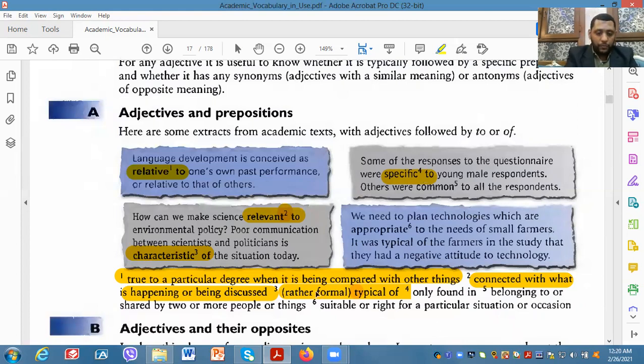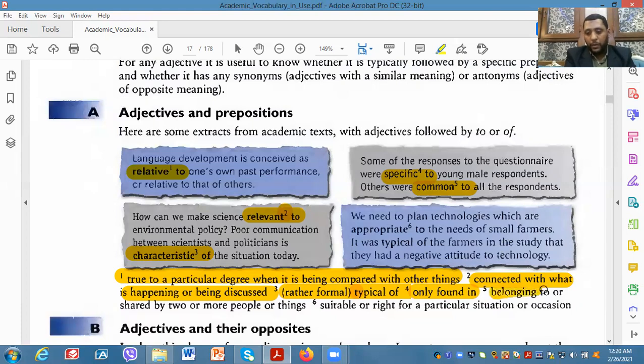let's go to number 4. Only found in. So this is the meaning of specific to. Only found in. Okay, so this is the meaning. Specific to young male respondents. Others were common too, and this is number 5. Again, common. Common is an adjective, and to is a preposition. So it's a kind of an adjective that's been followed by a preposition. So common to. So number 5, common to.